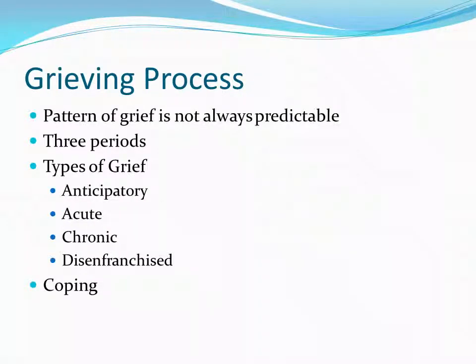The grieving process shows periods of grief. The first period is physical and psychological manifestations when grief is first felt. The second, we see exhibition of despair or depression, and this can affect daily function. The third period of grief is where the client begins to learn to adjust to the loss. Types of grief include anticipatory, acute grief, chronic grief, and disenfranchised grief.